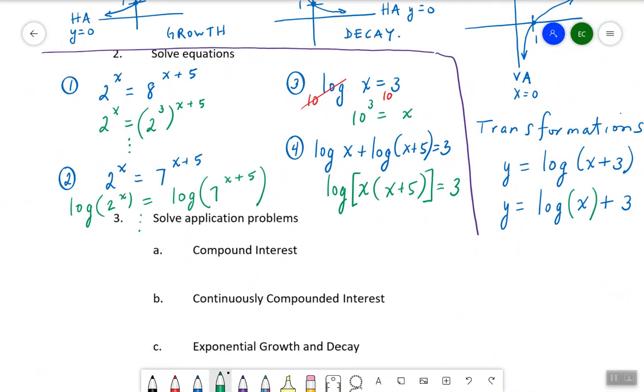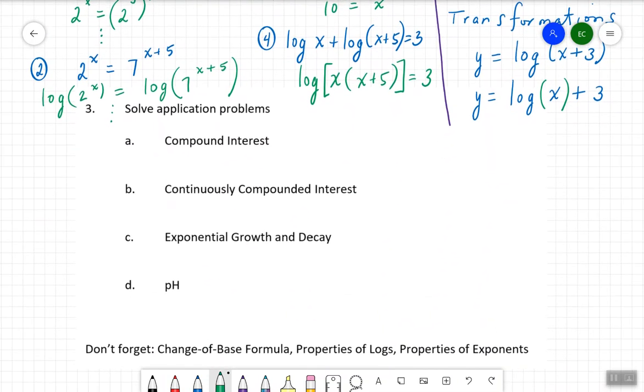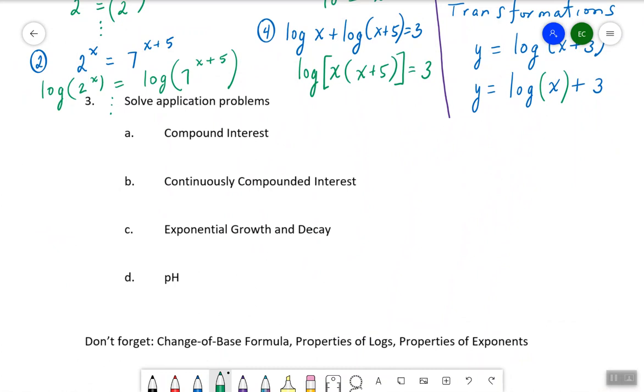Okay. The other thing that I wanted to talk about was solving application problems. You should memorize these formulas. You will not be provided the formulas on the exam. So there's a formula for compound interest, which is A equals P times 1 plus r over n to the nt. And A equals Pe to the rt.